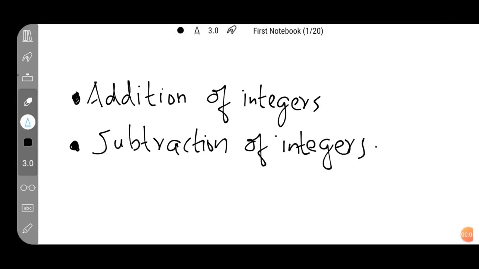In today's video, we are going to see how to add integers and how to subtract integers. If you have not watched the first part of this video, that is Introduction to Integers and how to represent them on a number line, the link is given in the description box. Please watch and come back. Okay, let's begin.